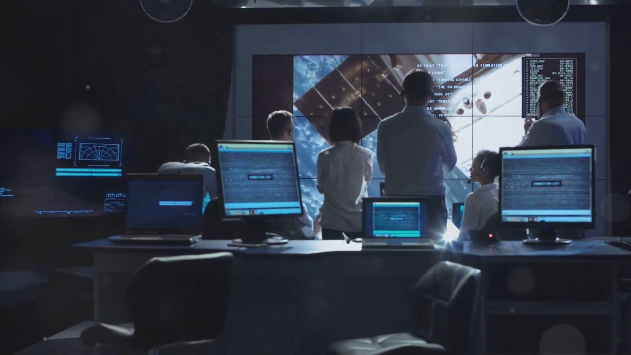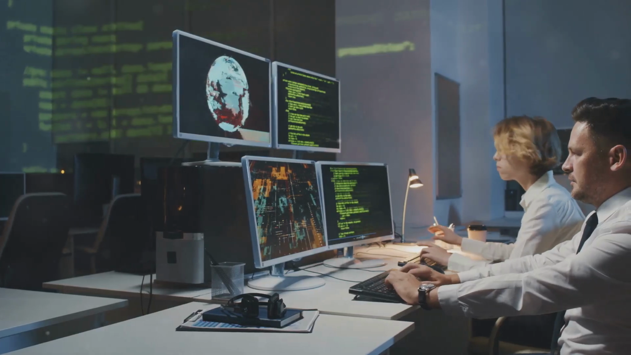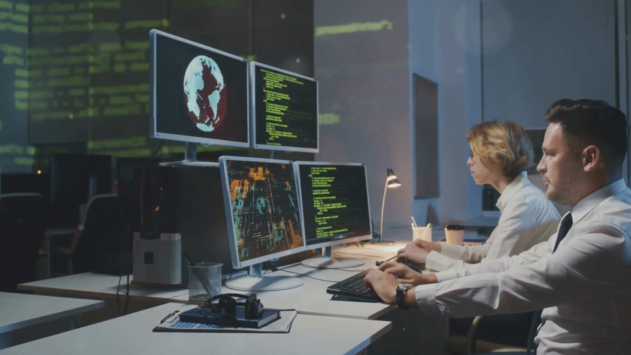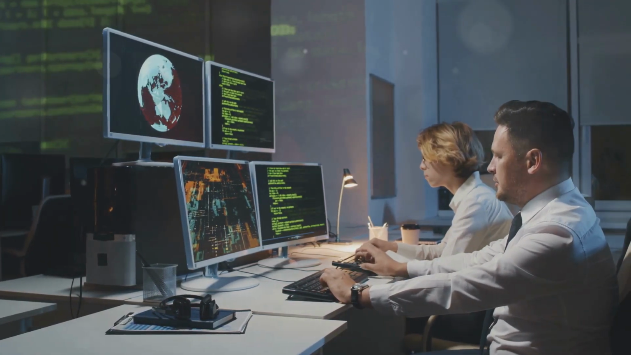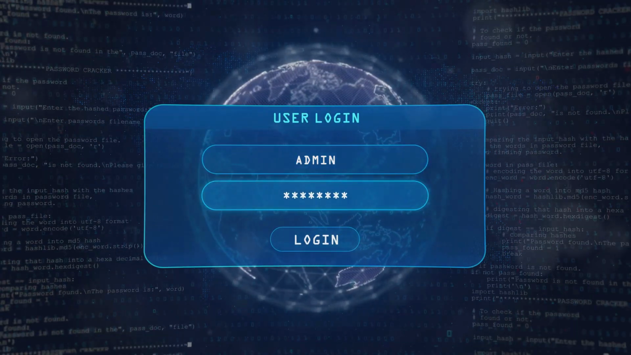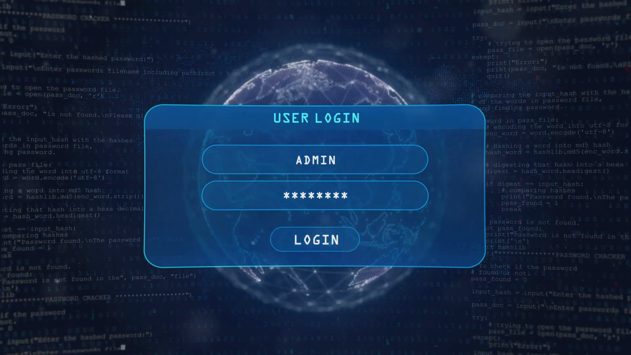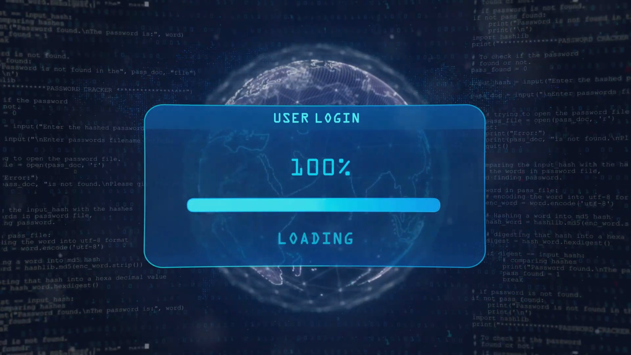Section 5. Building the fortress. Key takeaways for a secure future. Building a resilient IT infrastructure is not a one-time project, but an ongoing process that requires constant vigilance and adaptation. Financial institutions must embrace a proactive and holistic approach to cybersecurity, integrating technology, processes, and people.